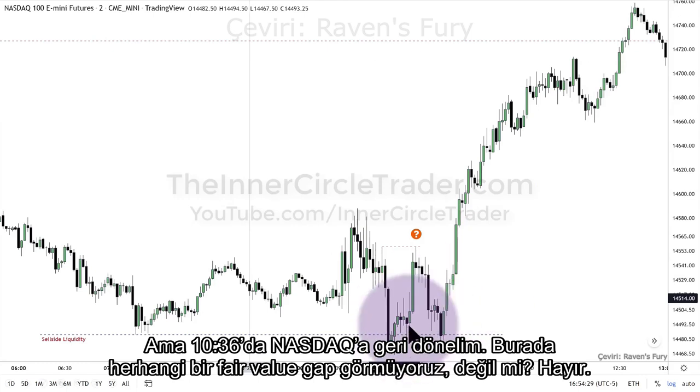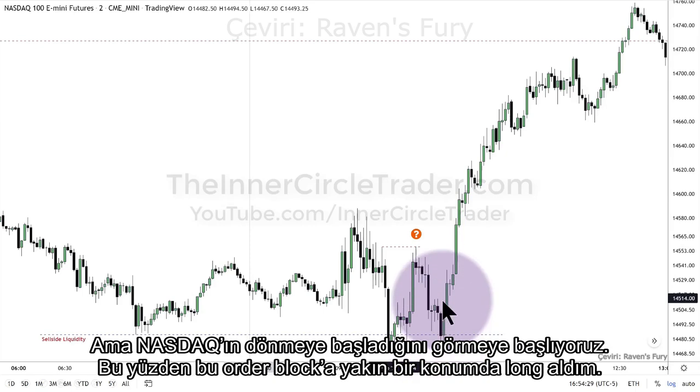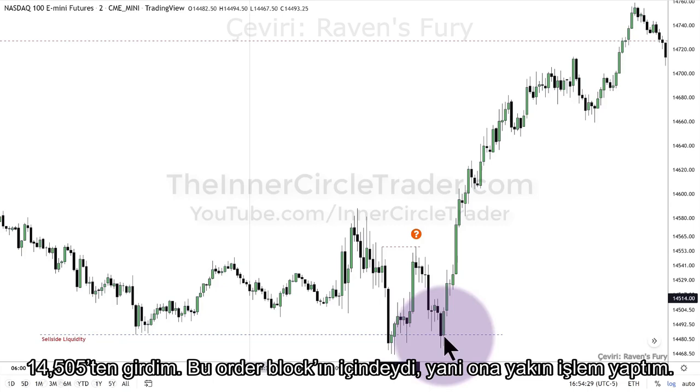We don't see any fair value gap in there, do we? Nope. But we start to see NASDAQ turning. So I went in long in close proximity to this order block. Okay, I went in at 14,505. That's inside of this order block. So I'm trading close to it.